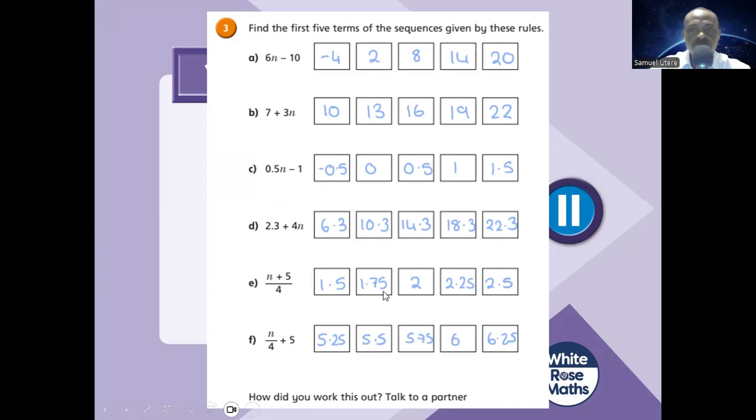Okay. And then you can discuss with your partner or your parents or your friend, whom you're watching this video with or happen to discuss this video with, about how you worked out your answers. You worked out your answers by using the algebraic rules and using your skill of substitution, which you learned in the previous lesson. Okay, so you can see how everything links up.